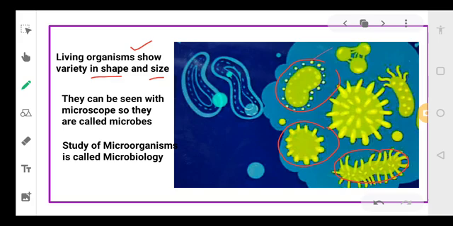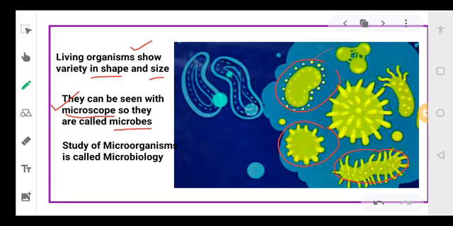But there are certain organisms, very tiny organisms, that we cannot see with our naked eyes. These tiny organisms can only be seen with the help of a microscope. जब हम देखते हैं कि हमारे आसपास छोटे से बड़े ऑर्गेनिजम्स मिलते हैं, लेकिन बहुत ऑर्गेनिजम्स ऐसे होते हैं जो हम अपनी आँखों से नहीं देख सकते हैं, and such organisms we can only see with the help of a microscope, and these organisms are called microbes.